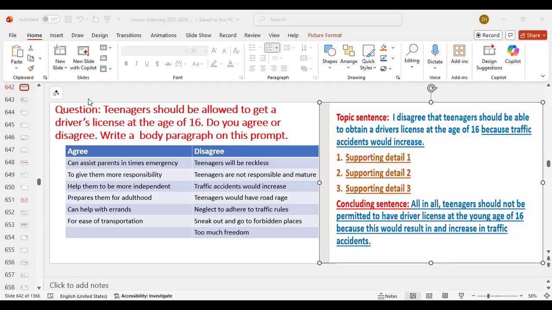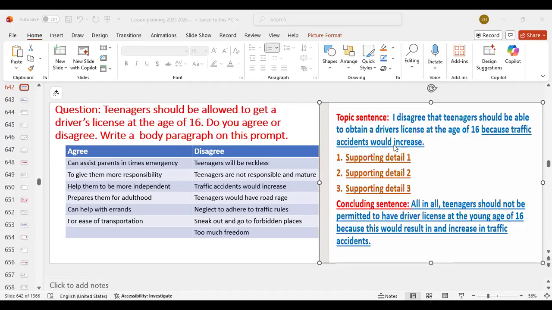So that's good. What I would change is that you have to pick one thing. In your topic sentence, you have to make it very clear which idea you're going to hold. So you see how I say, I disagree that teenagers should be able to obtain a driver's license at the age of 16 because traffic accidents would increase. When I read yours, you said because it helps teenagers a lot. You can't say that. You have to say the specific reason why you think it helps teenagers, then expound on that.